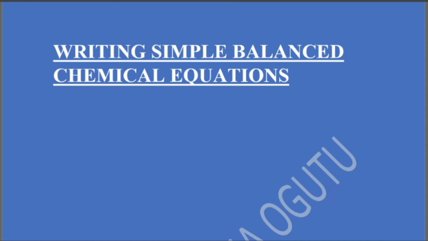Now, a correct chemical equation will have the correct chemical formulas of the products and the reactants, and then it has to be balanced. That's when we say that we have a correct formula equation.